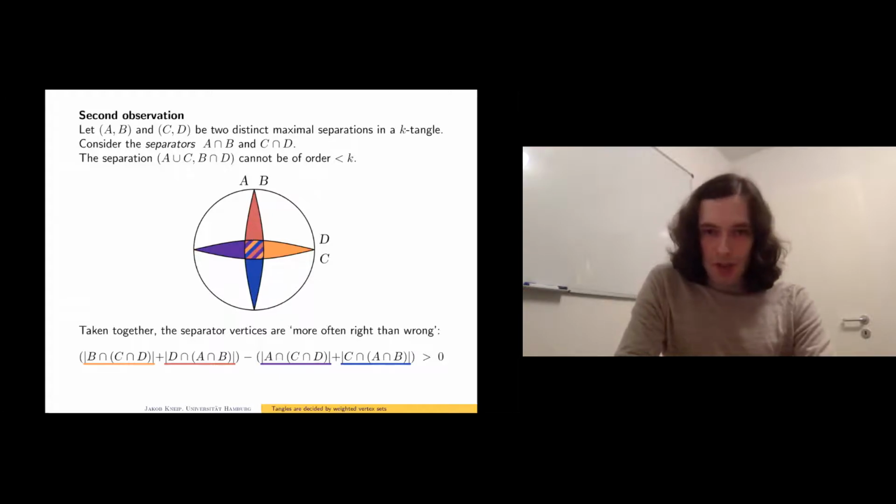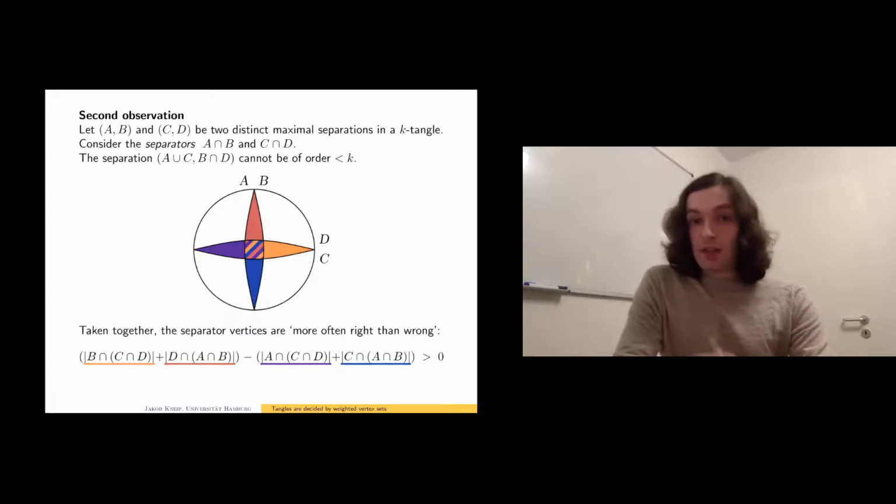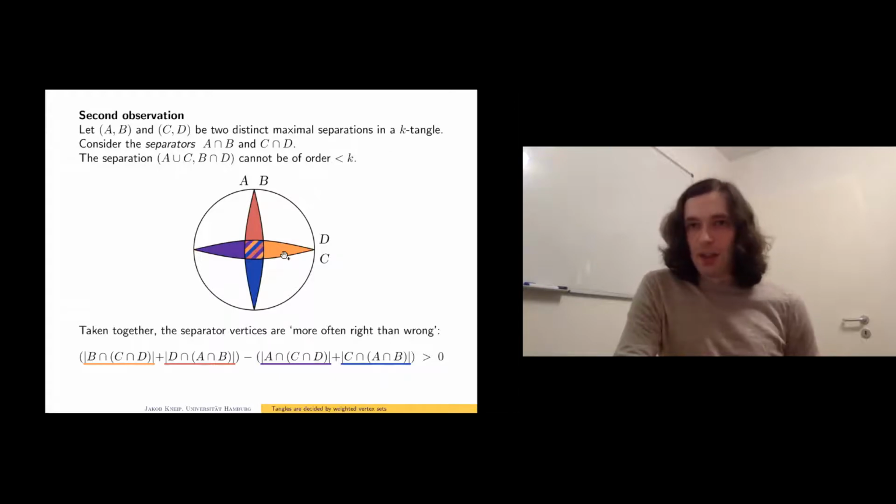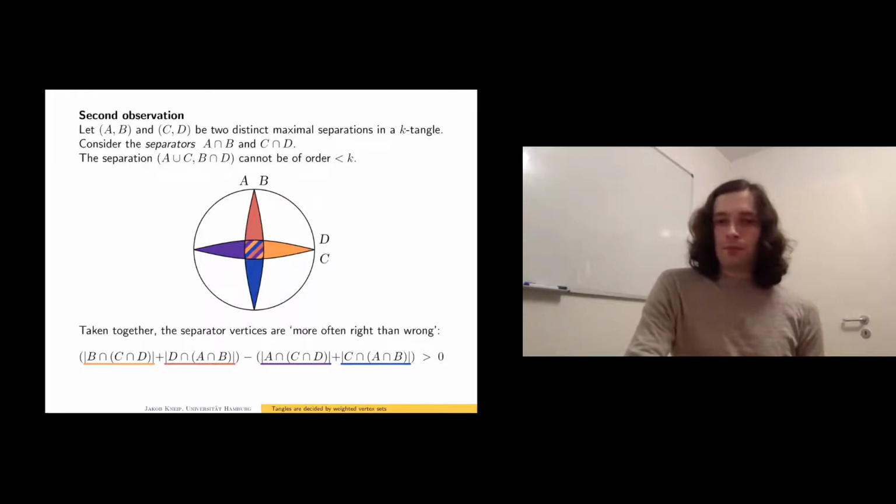Now, this observation here tells us that if in this picture here, we were to distribute equal weights for the separators A, B and C, D, then we would not be guaranteed that for any particular one of these two separations, its big side would have higher total weight than the small side. But taken together, the two big sides would have higher weight than the two small sides. So we would at least be right on average with that kind of weighting.